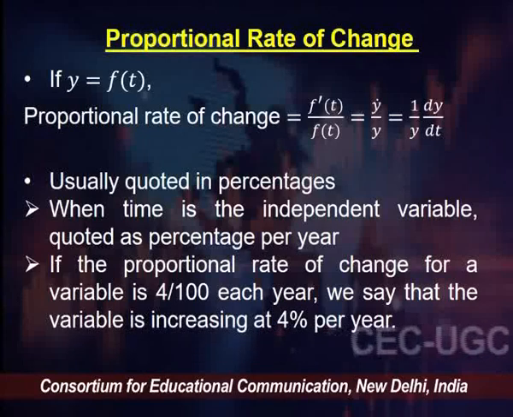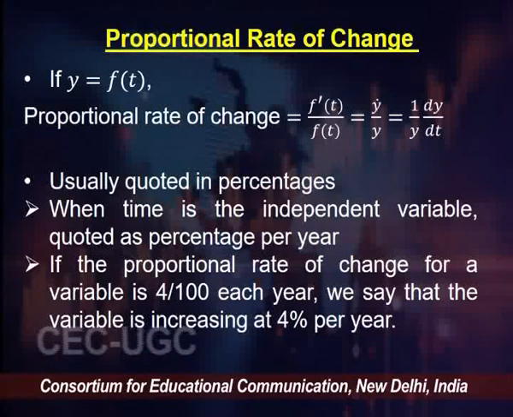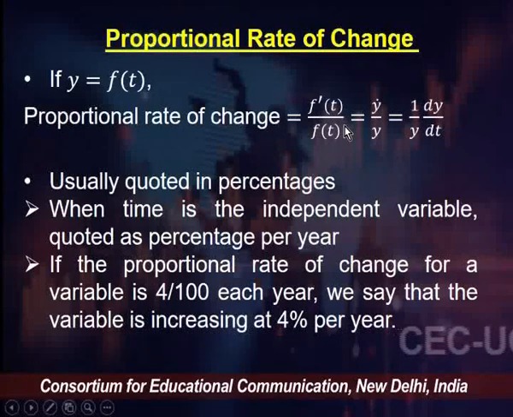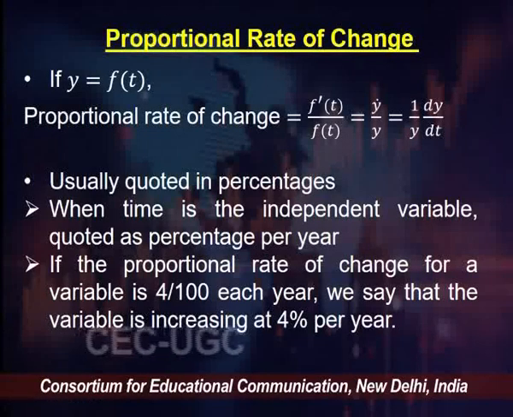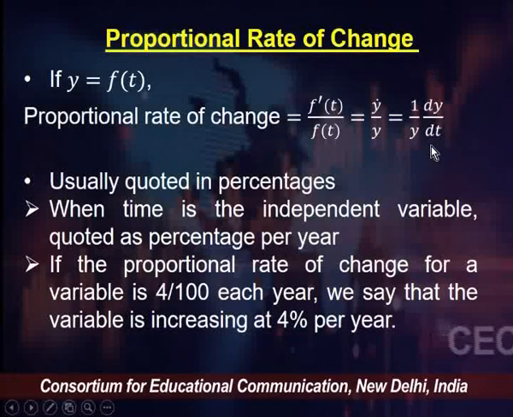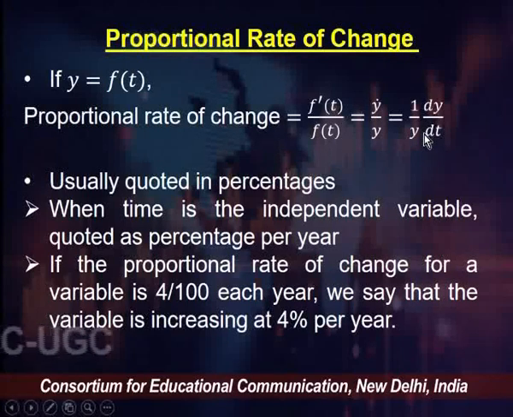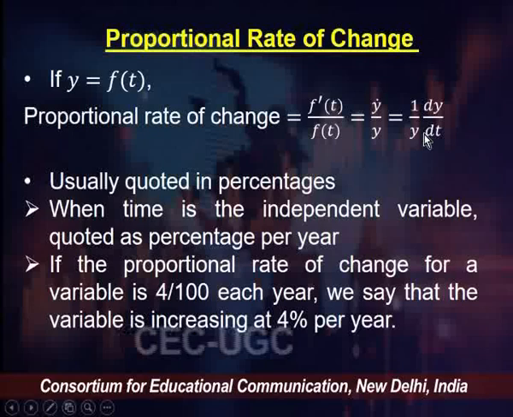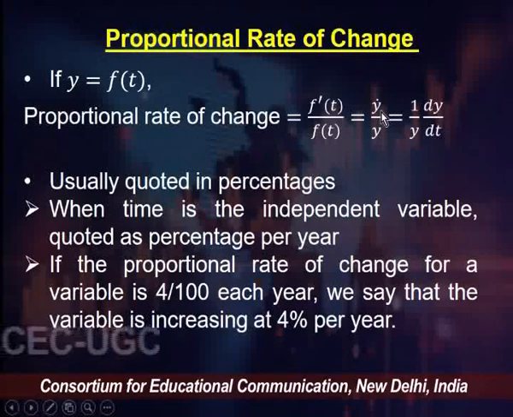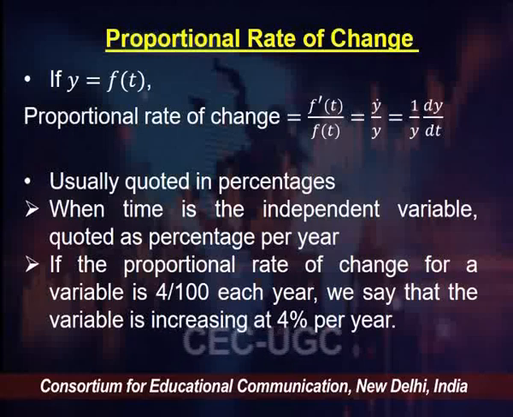So when y is equal to f of t, the proportional rate of growth is defined as f prime of t, please see where my cursor is, f prime of t divided by f of t. Now this is nothing but dy by dt divided by y, which is what I have here on the right. So in the numerator we'll have dy by dt, and that will be divided by y. And if we use the dot notation, this can alternatively also be written as y dot by y. Whenever we put a dot on top of a variable, that indicates that we are taking the derivative of this variable with respect to time.